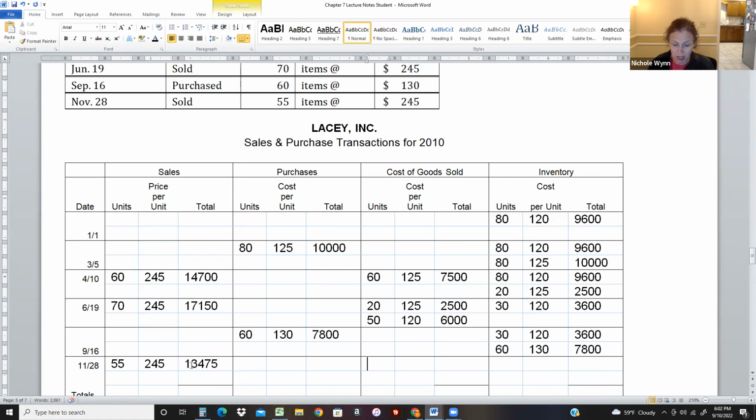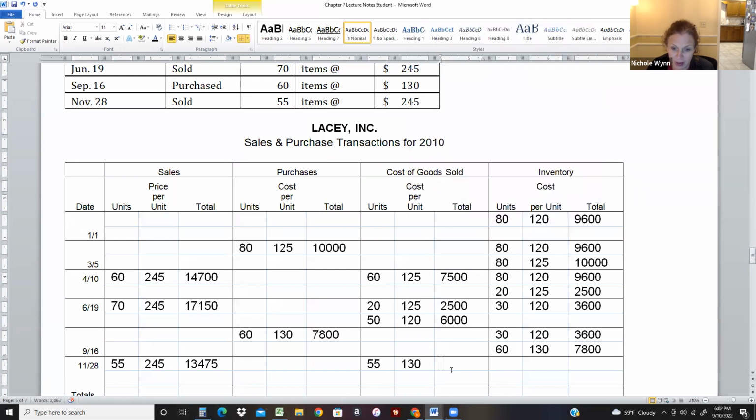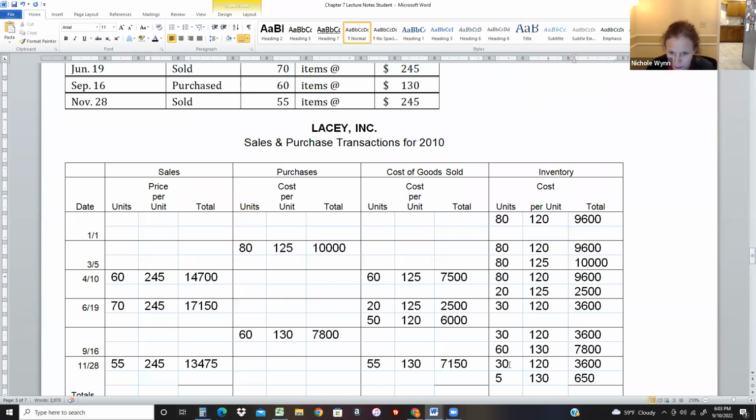And then which units? Last in, first out, so I'm going to sell them out of the last ones. So I'm going to sell 55 at 130. 7,150. So I still have my 30 at 120. I only have 5 of my $130 units left. I should check. I don't want to mess up. Yeah. Okay. So I have 35 units left here.